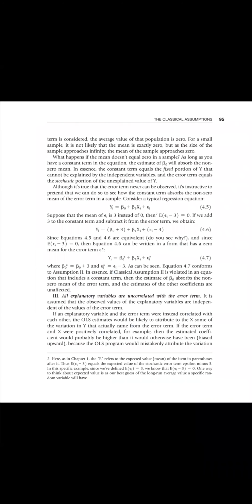And then, now we're on number 3: all explanatory variables are uncorrelated with the error term. Right, they are uncorrelated with the error term. So it is assumed that the observed values of explanatory variables are independent of the values of the error term. Remember, your explanatory variables are your x1s, x2s, x3s. So they should not be related with the error term.